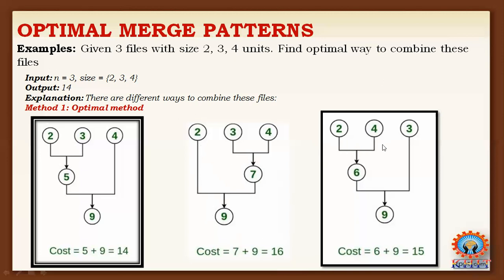This is the third methodology. In this methodology, first I merge the first two files, namely 2 and 4. The result will be stored in another file. The resulting file will merge with the leftover file, 3, and we merge the two merged files, 6 and 9. The total number of comparisons required is 15.